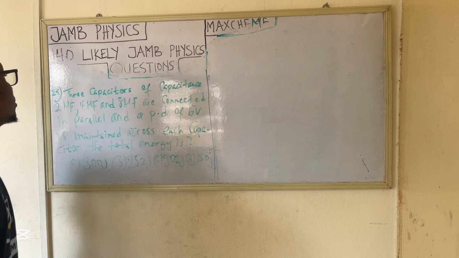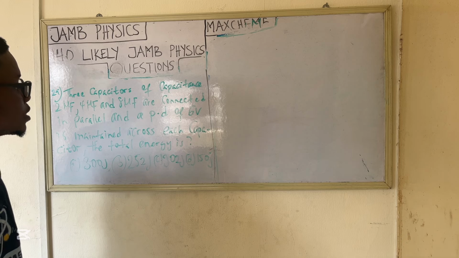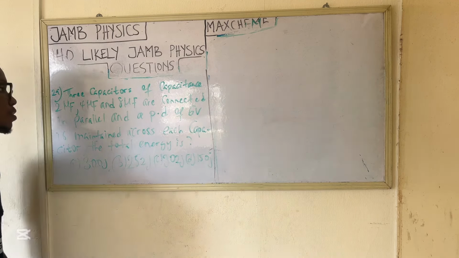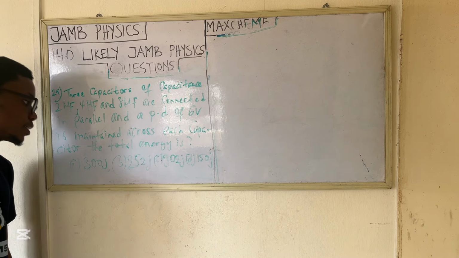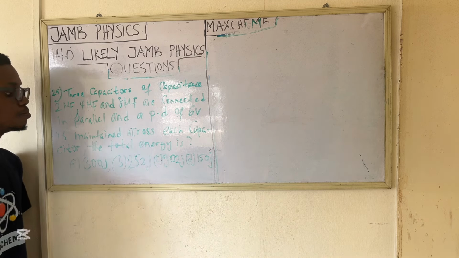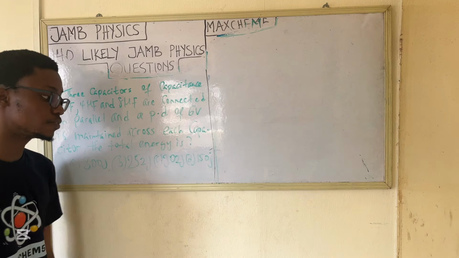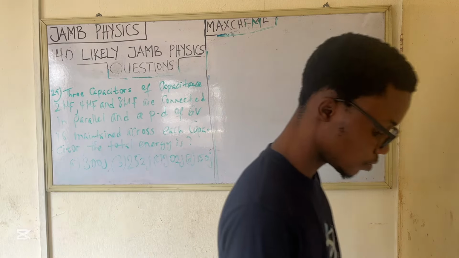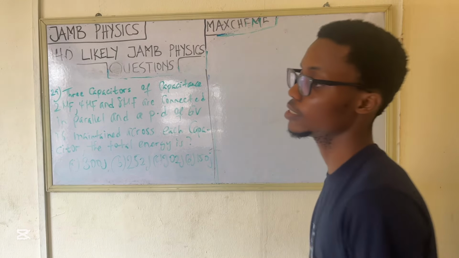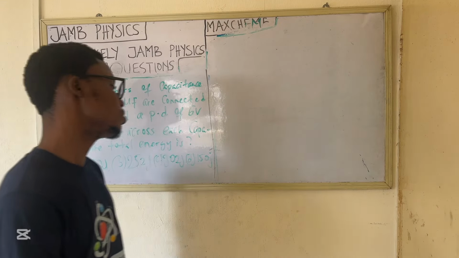Question 29. Three capacitors of capacitance 2 microfarad, 4 microfarad and 8 microfarad are connected in parallel, and a PD of 6 volts is maintained across each capacitor. The total energy is A, 300 joules, B, 252 joules, C, 302 joules, D, 150 joules. Now in this case, you just have to look for energy with respect to your capacitance and your voltage, or your potential difference there. So now look at this.